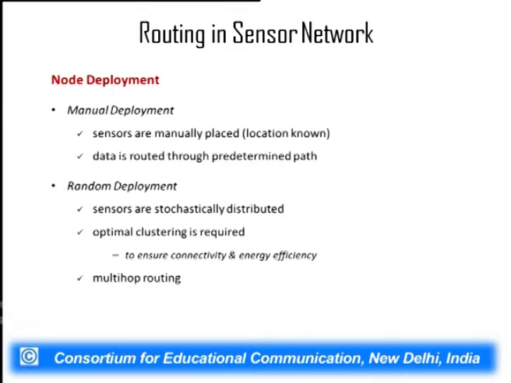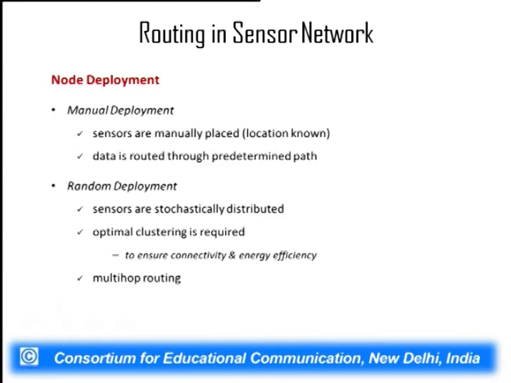In the last lecture we were talking about the significance of routing in sensor networks. We spoke about manual deployment and random deployment. In manual deployment, the location is known because the sensors are manually placed. So where these sensors are placed in the region of interest is known, as a result of which data can be routed through determined paths.